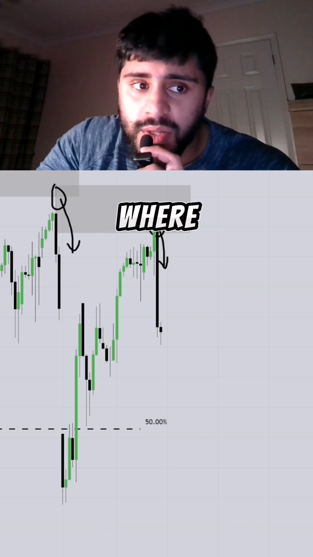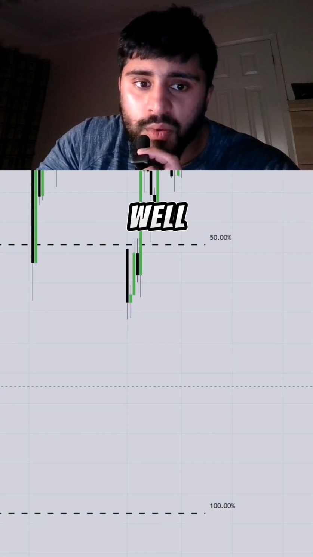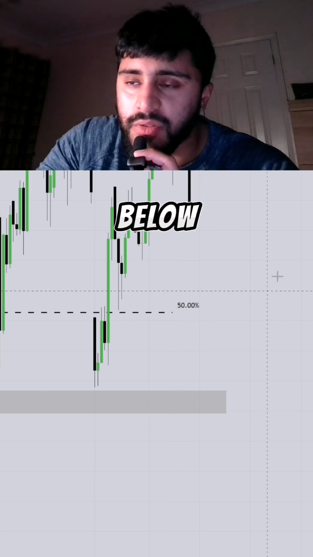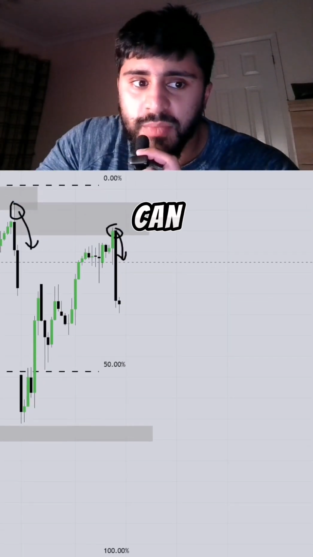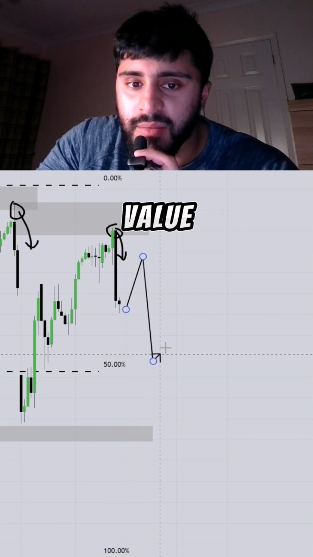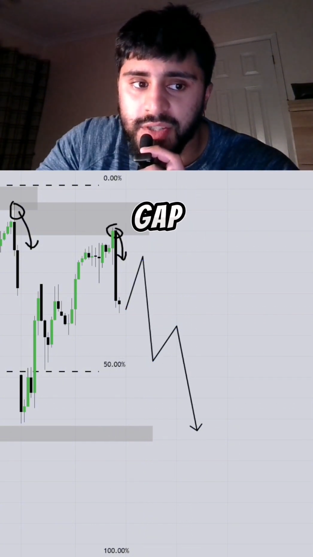Now the question is, where do we target, right? So notice how we have a pretty large bearish fair value gap down here. The market is well within its rights to target this fair value gap that currently hasn't been filled, and this is below the 50% level. So what we can expect is something like this, right? We can expect price to fill some of this fair value gap and eventually head down lower, becoming our next overall fair value gap to target.